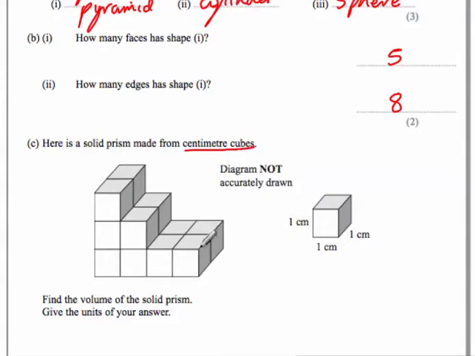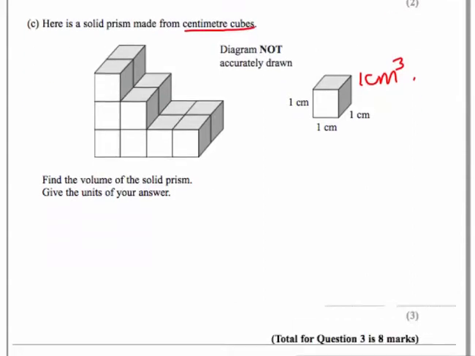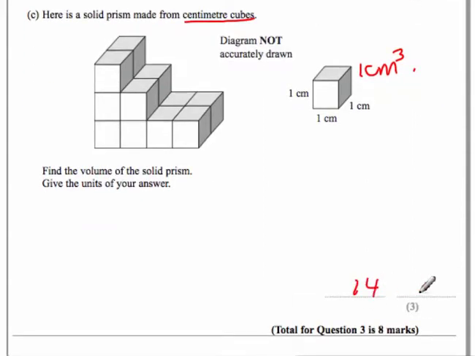So each of these is 1 centimetre cubed. So all we have to do really is count them. Okay, so on this layer here we've got 1, 2, 3, 4, 5, 6, 7, and there's 2 layers going backwards, so that's 14 altogether. So I make that 14, and because they're centimetre cubes, the units must be centimetre cubes. So 14 centimetres cubed.